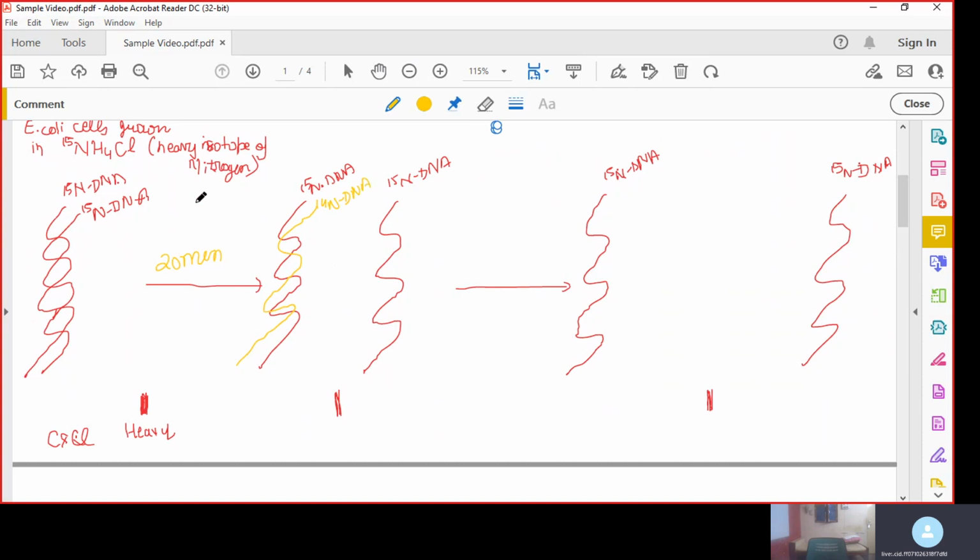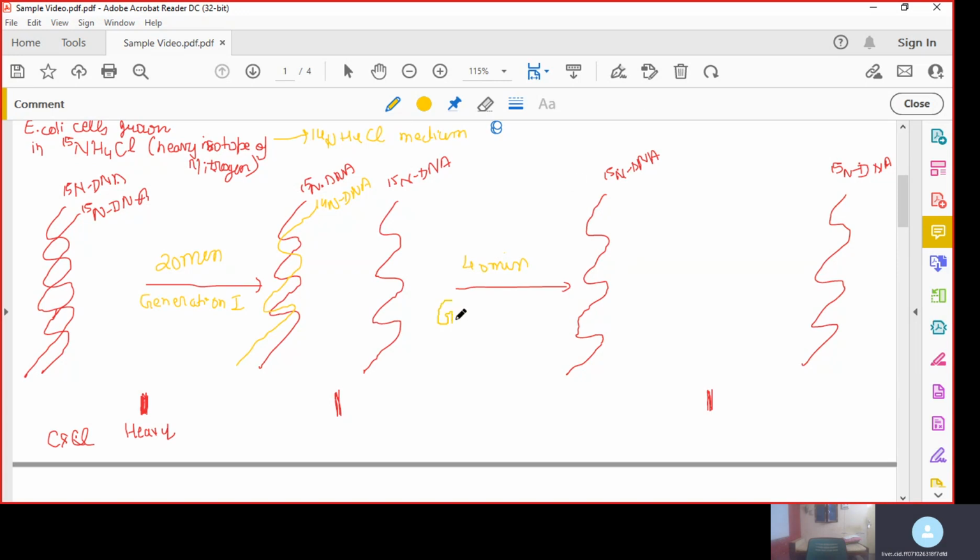How it occurred was, these E. coli cells were transferred from ammonium chloride, a heavy isotope of ammonium chloride, to simple nitrogen ammonium chloride. It was transferred to 14NH4Cl ammonium chloride medium. So after 20 minutes, it was generation 1, and after 40 minutes, it was generation 2.